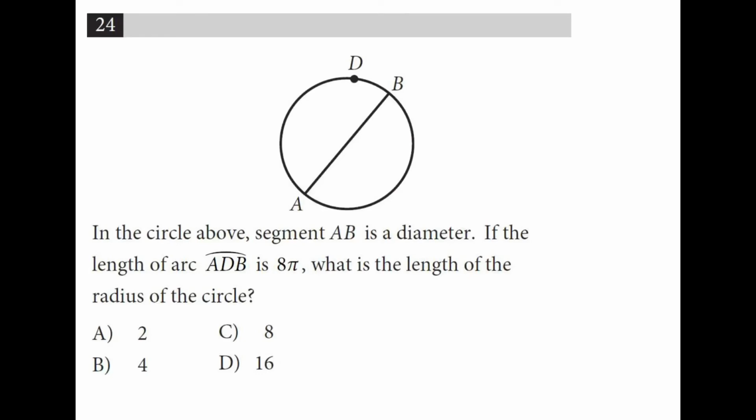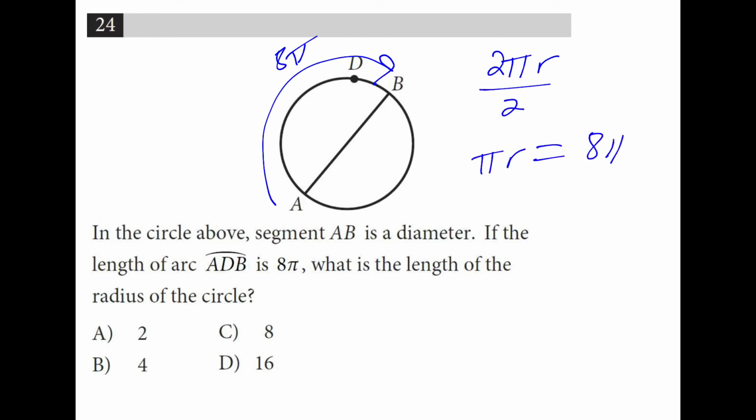AB is a diameter, and the length of this arc, ADB, is 8 pi. That appears to be half of the circle. Since the circumference is 2 pi r, if I cut that in 2, pi r is equal to 8 pi. So r is equal to 8.